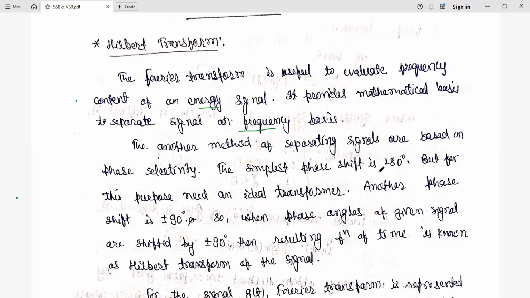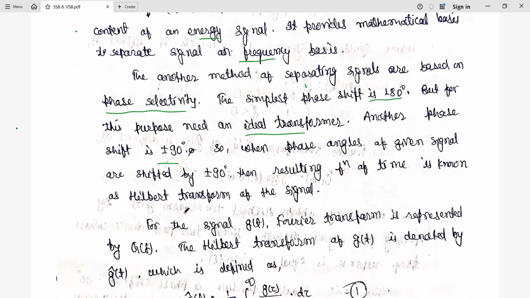Another thing on which we can separate signals is phase selectivity. Like we'll say that somebody is leading by 90-degree, lagging by 90-degree, or leading by 180-degree. One of the things is that in phase shift, we can obtain the 180-degree phase shift. But to obtain this 180-degree phase shift, we require an ideal transformer. Maybe it's not always possible to obtain an ideal transformer. So in place of that, we go for the plus minus 90-degree phase shift. Here the signal is being shifted either by plus 90-degree or minus 90-degree.